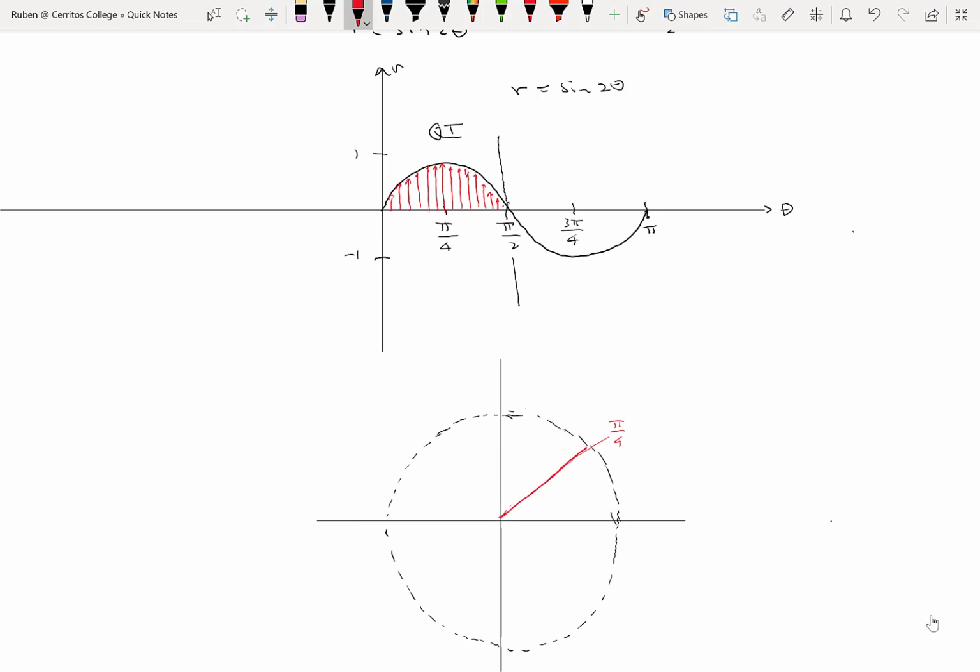Let's say this r value I'm drawing now is 1. So the r values are varying from 0 to 1. The r values are 0 when theta equals 0, and they get bigger and bigger until they reach an r value of 1 at pi over 4. Then, as theta goes from pi over 4 to pi over 2, the r values decrease from 1 and get smaller and smaller until they reach a value of 0. So in quadrant 1, we're picking up a graph of a curve that looks like this.